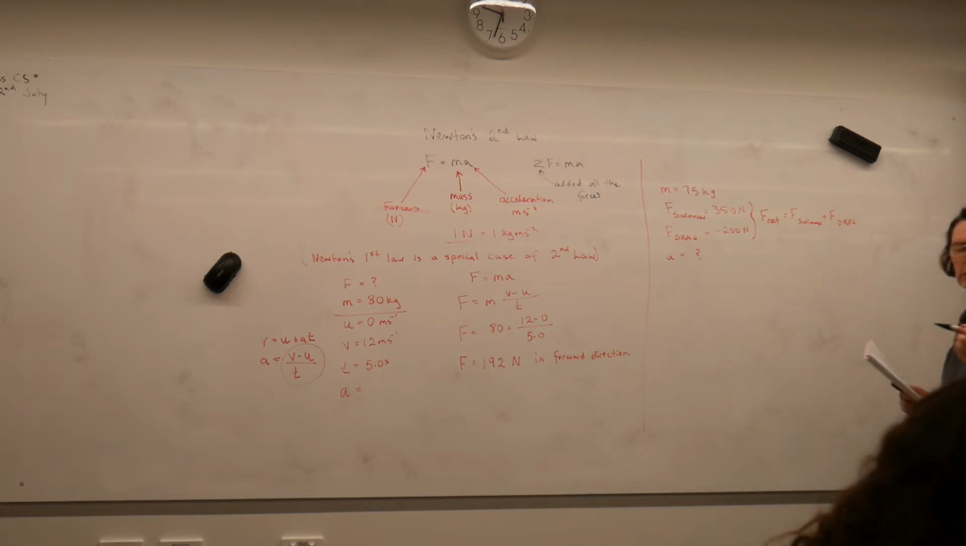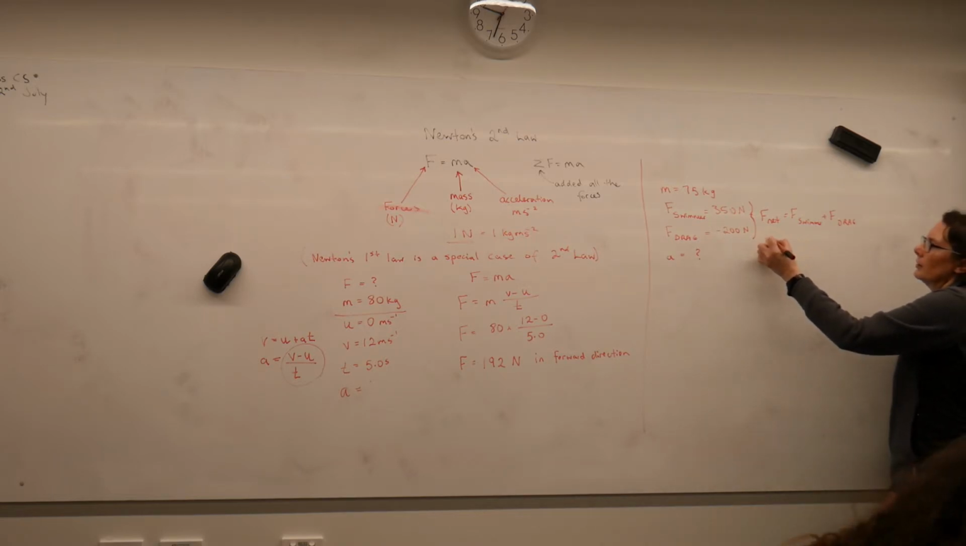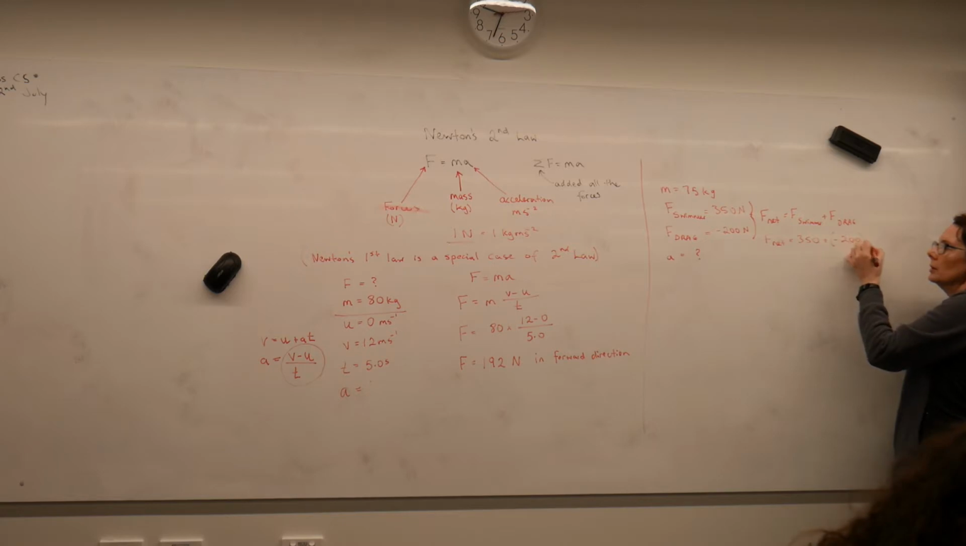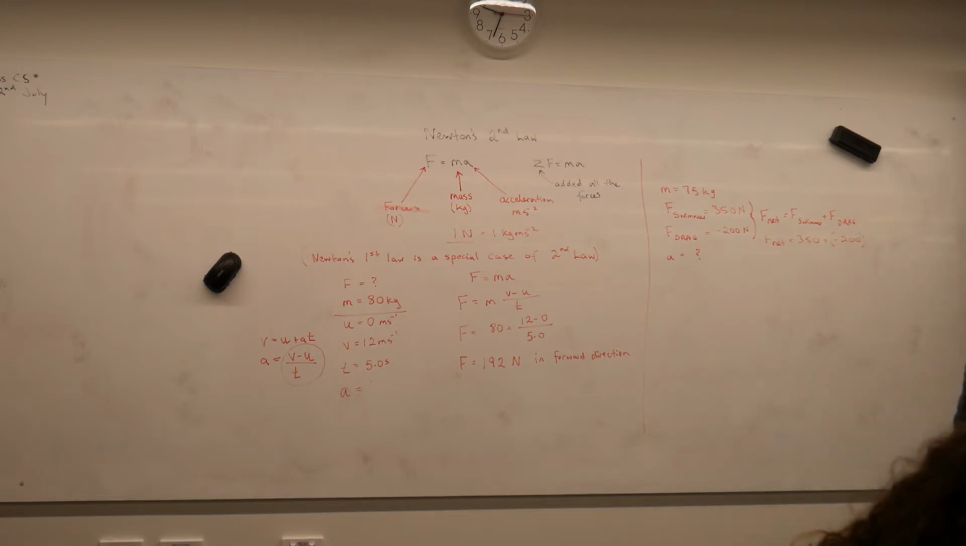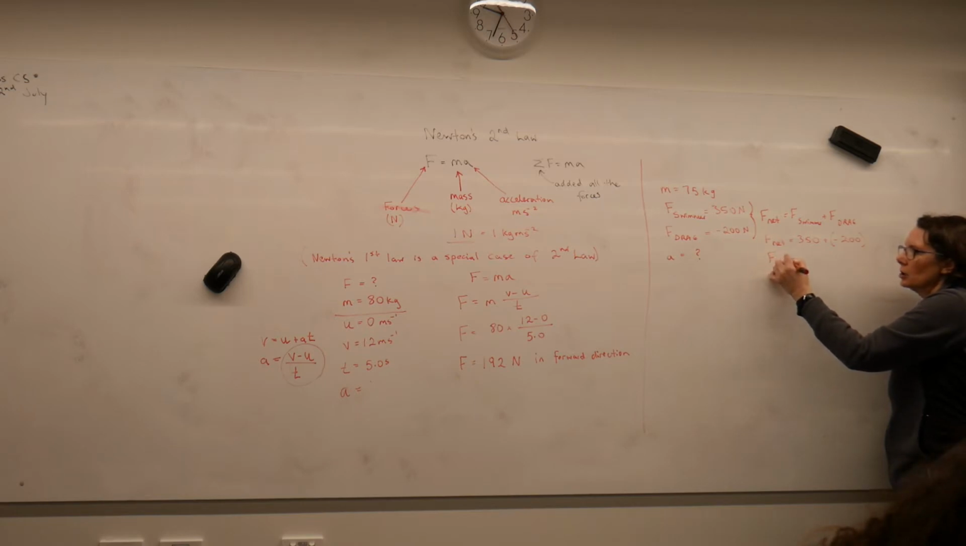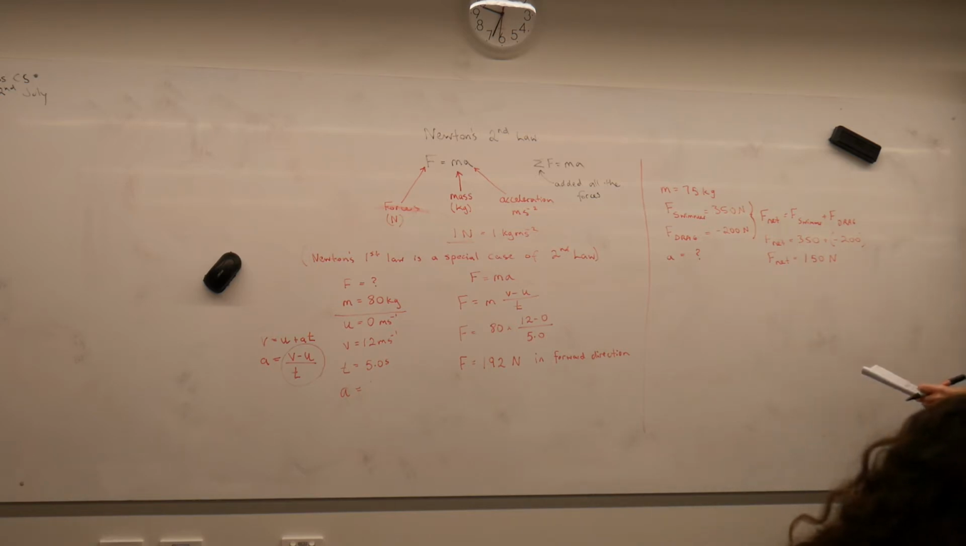And the net force is just the sum of all of the forces acting on this object. So the net force is equal to 350 plus minus 200 newtons. Okay, we always add forces together, but this one happens to be a negative force acting in the negative direction. That's going to give me a net force of 150 newtons in the positive direction.